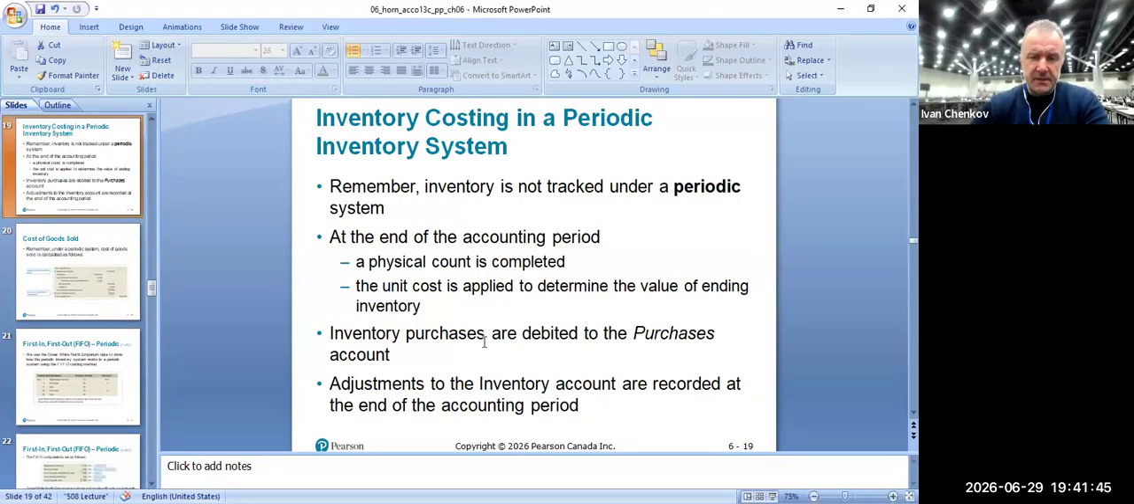Perpetual is way easier than the periodic. Why? As you remember, in the periodic system, we don't have to calculate cost of goods sold until the end of the period. So basically, after every sale, we don't have to calculate cost of goods sold. So how are we going to get cost of goods sold? Very simple. First, we're going to physically count the inventory. Second, we're going to keep track of the purchases.